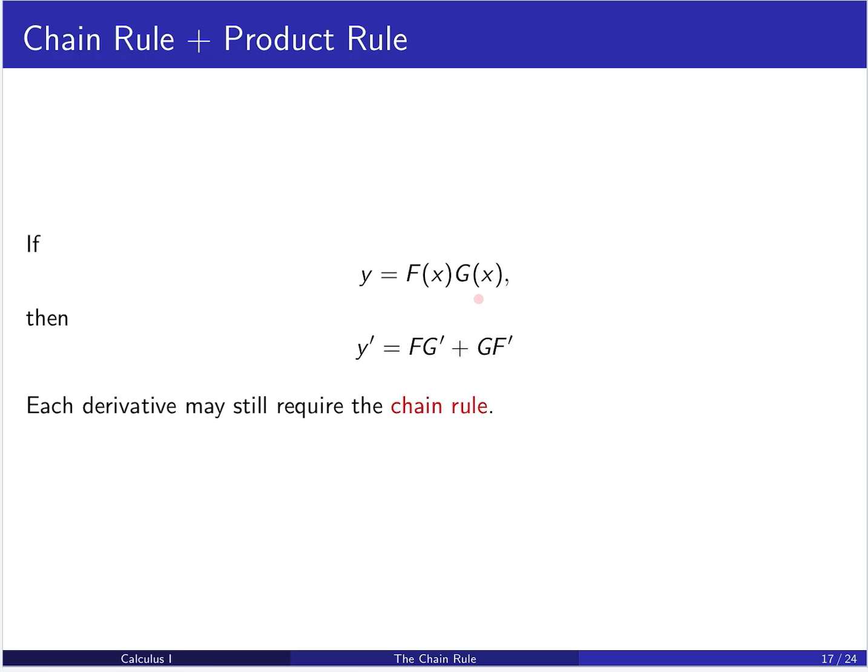I hope you are familiar with the product rule. The product rule is if you have two functions f and g, so simply derivative is f remains the same, derivative of g, plus g remains the same, derivative of f. So each derivative may still require the chain rule. We apply the chain rule whenever we need to differentiate f or g.